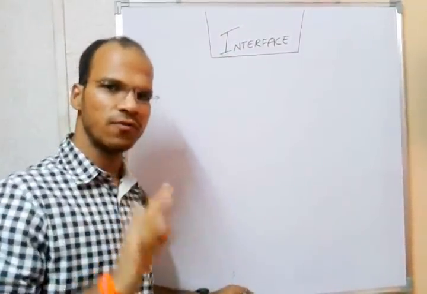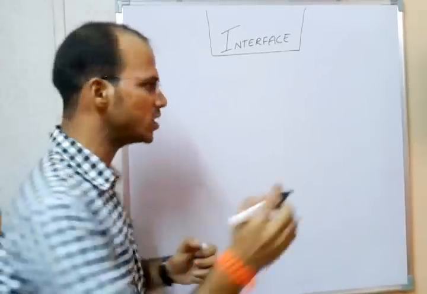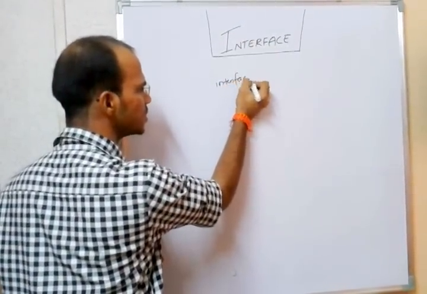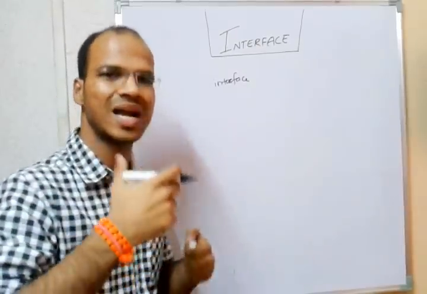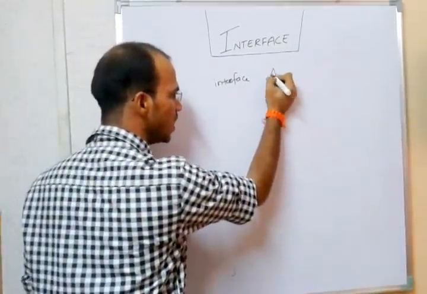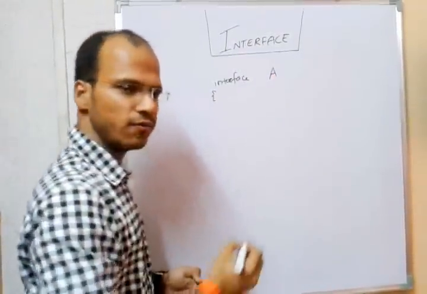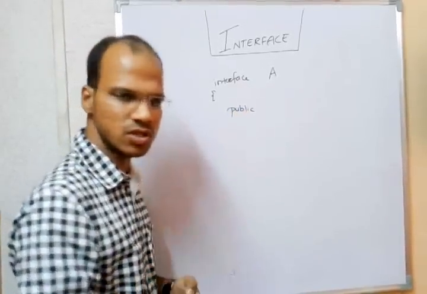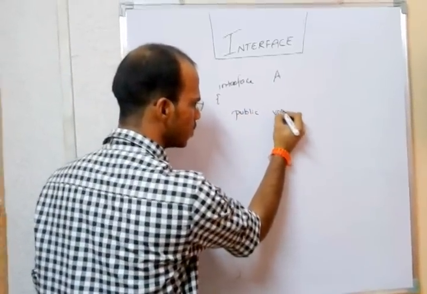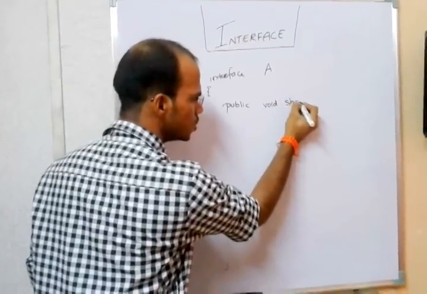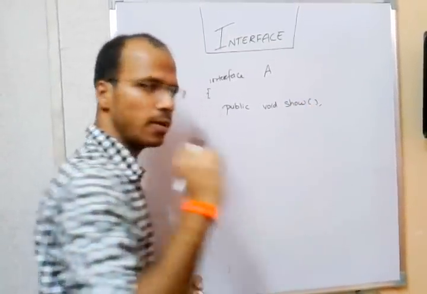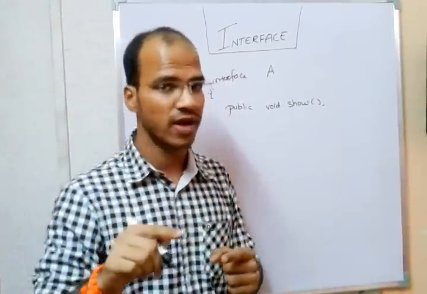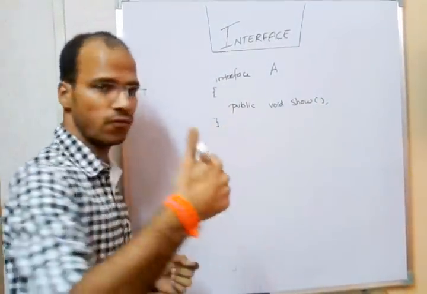In case you want to make an interface, it's very simple. You just have to use the keyword interface, just like you use the keyword class. So interface A. We can declare a method; by default an interface has public methods. So public void show, semicolon. Mind that here we are only declaring it, we are not defining it. Okay, this is your first interface.